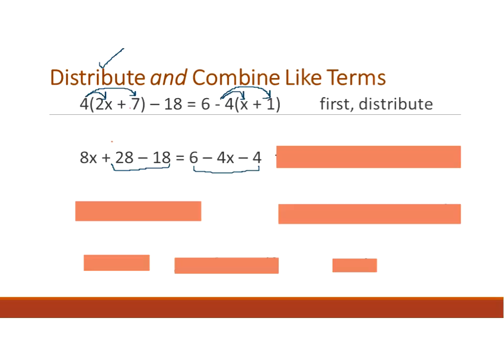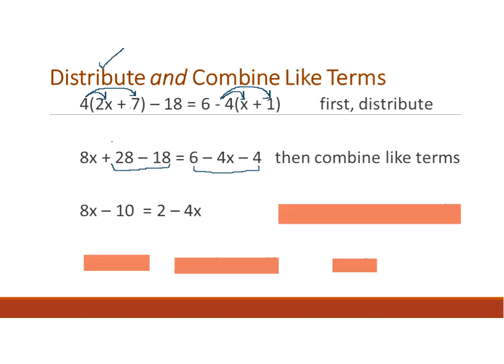Okay, so that's our next step. After we distribute, then we combine like terms. When we take 28 minus 18, we get 10. And when we take 6 minus 4, remember that the negative 4x stays out of that because it's not a like term, we get 2.